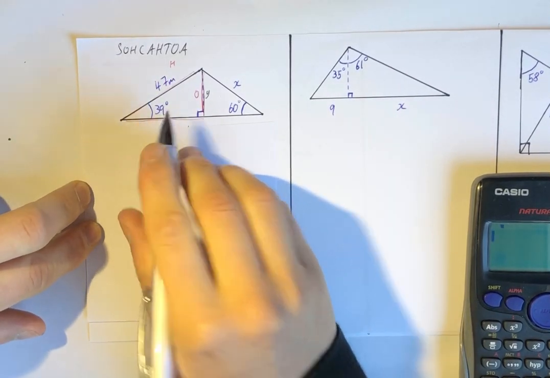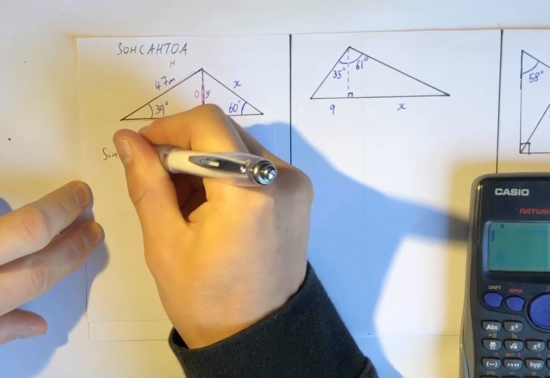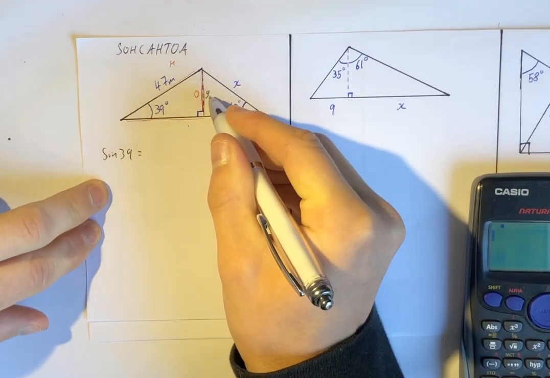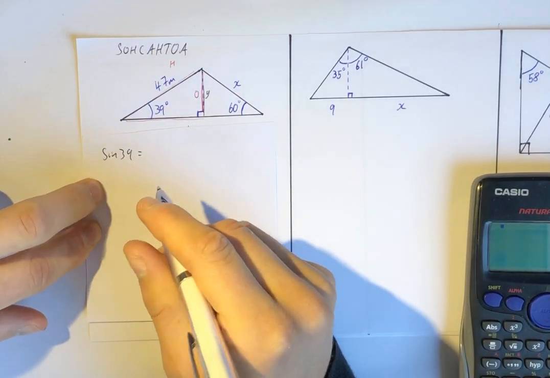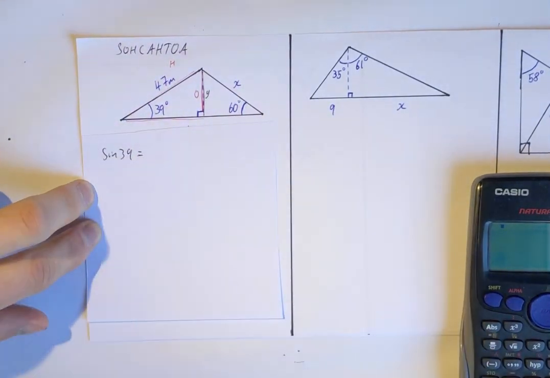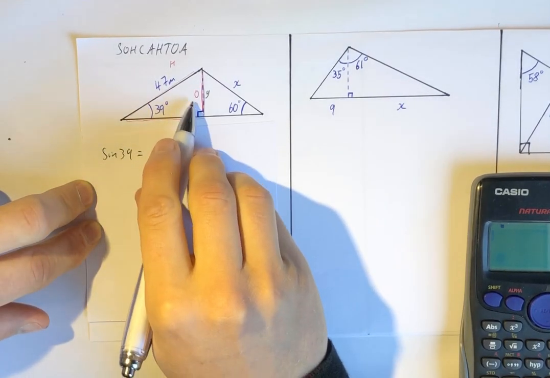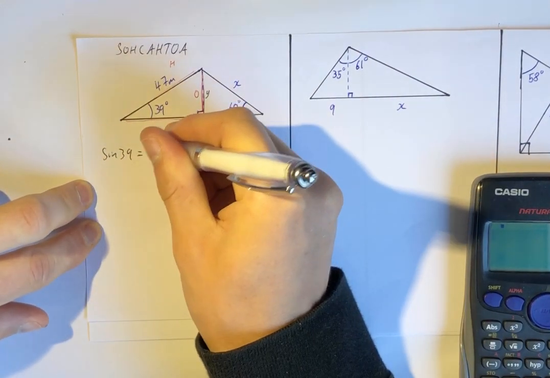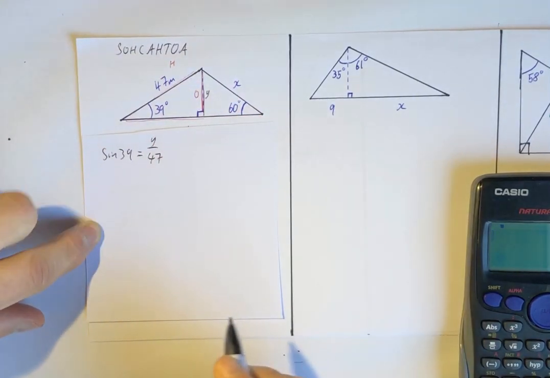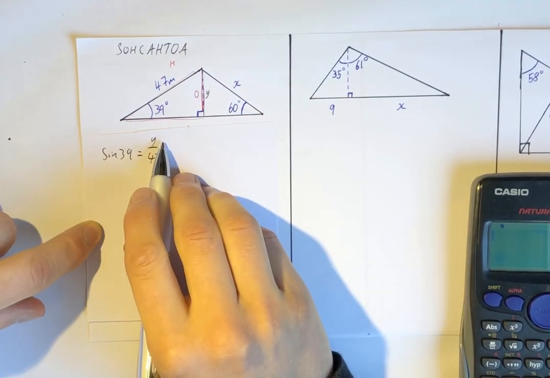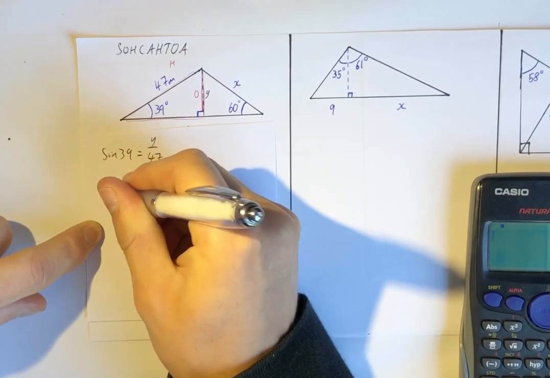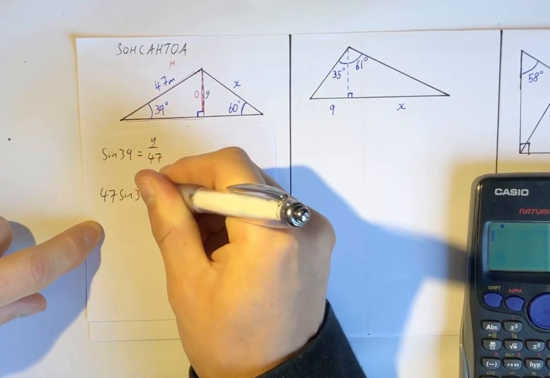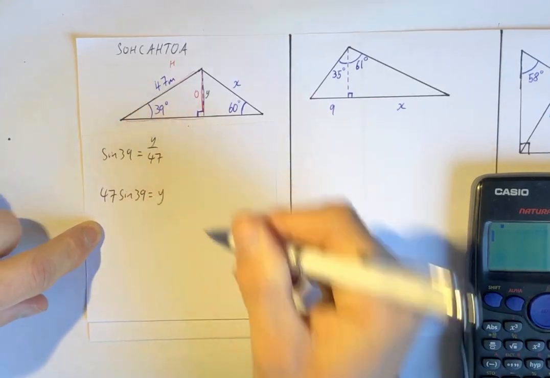So that means if I took sine of 39, that would be equal to, I'm labeling this one y because I want to find x, so I need some other variable there to stand in for me. I could use h, but whatever. So that's going to be O over h, so y over 47. And when an unknown is on the top as the numerator, we can just multiply by that denominator. So 47 sine 39 is equal to y.